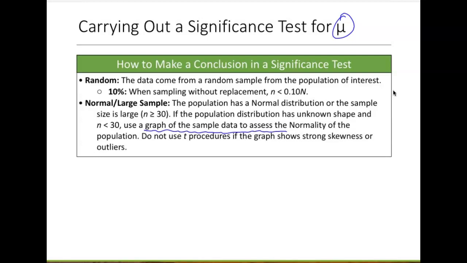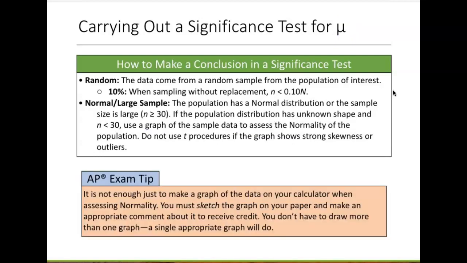But when we're talking about a mean, if neither of those is true, you can sketch a graph of the sample data and just make a statement that you don't see any strong skewness or outliers, and it's safe to proceed with what we call T procedures, because we're going to be running a T test. And so, just a reminder, it's not enough just to graph the data in your calculator. If you have to graph the data, you have to sketch that and label that graph and then make some statement about how there's not strong skew or outliers to receive full credit.